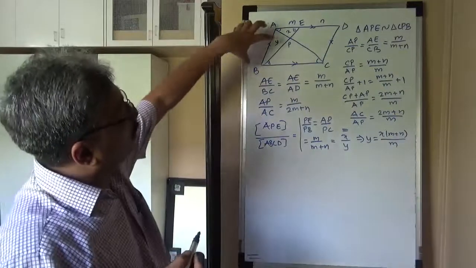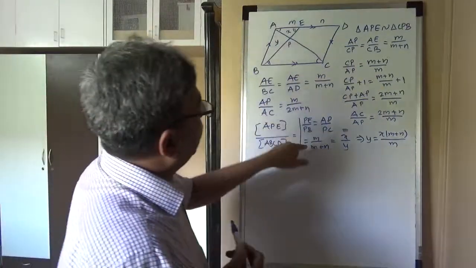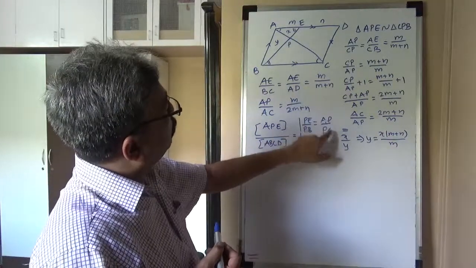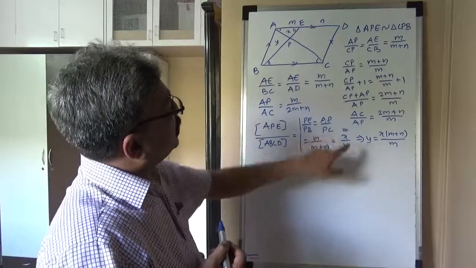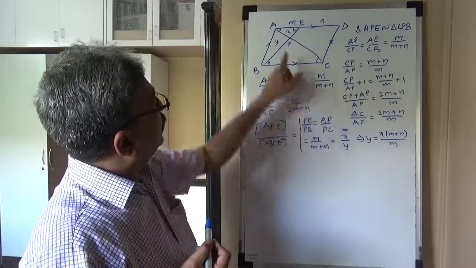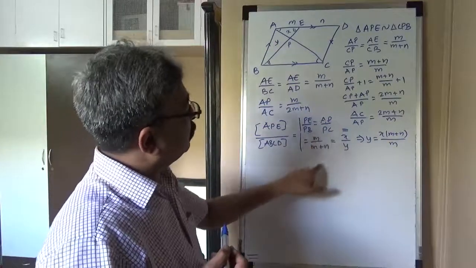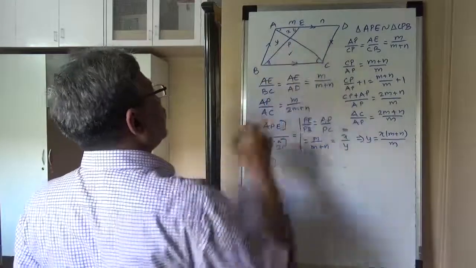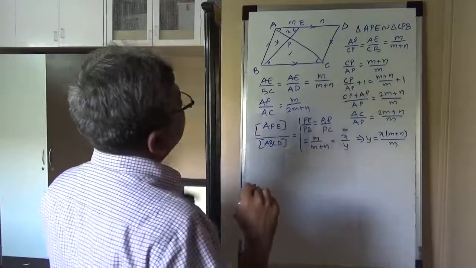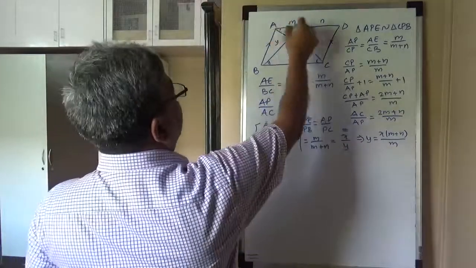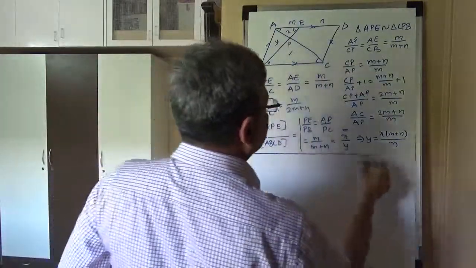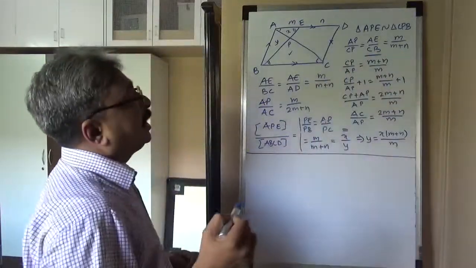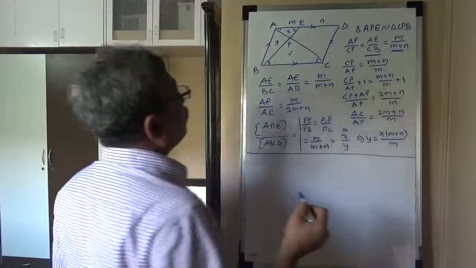Do you understand? Collinear base, common vertex, and therefore PE upon PB we wanted, which is equal to AP upon PC. AP upon PC is M upon M plus N, and let us call this area Y, then X upon Y is equal to this, therefore Y is equal to this. Now, how much would this area be? The ratio of proportionality is AE upon BC, which is M upon M plus N.